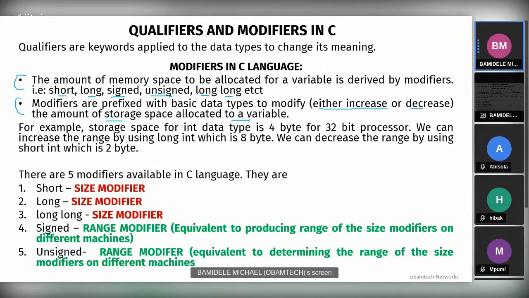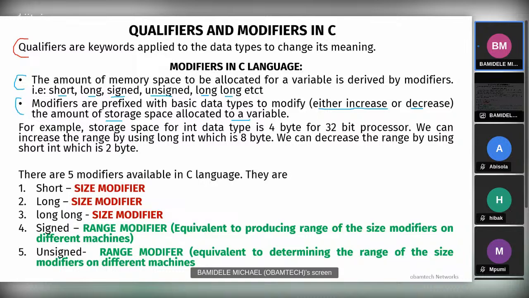Now, the next thing that we have here is qualifiers and modifiers in C. This is just to understand that the amount of space that a particular data type is going to occupy in memory is dependent on its qualifier, or the kind of modifier attached to it. So what do we mean by qualifier or modifier?